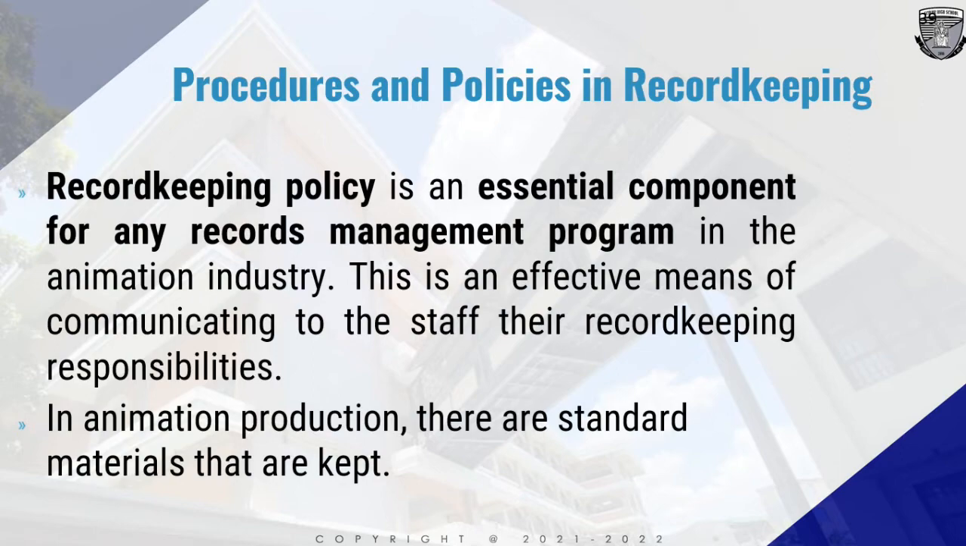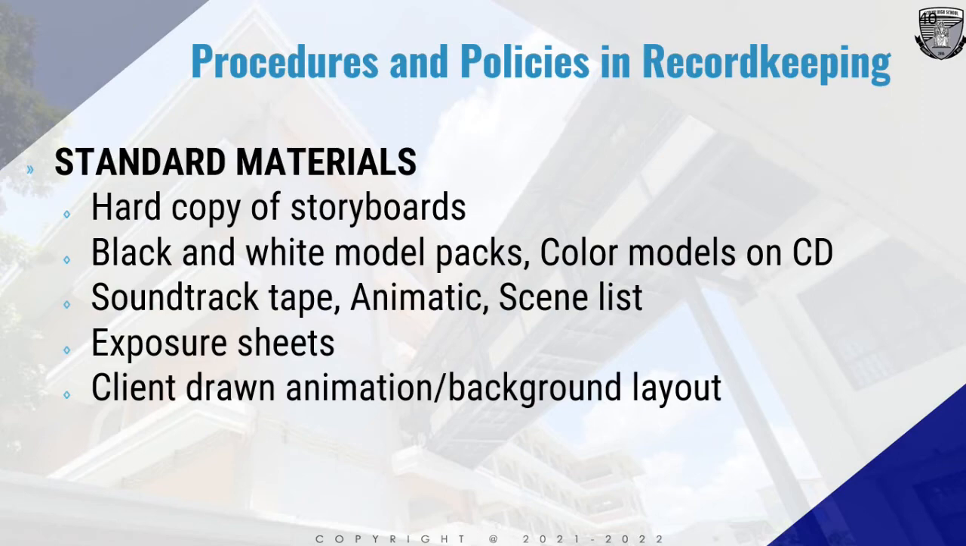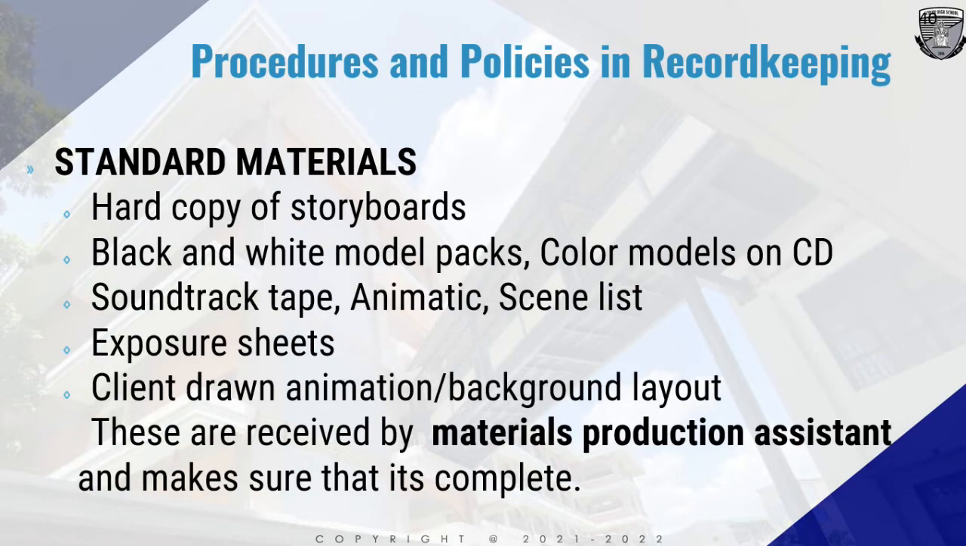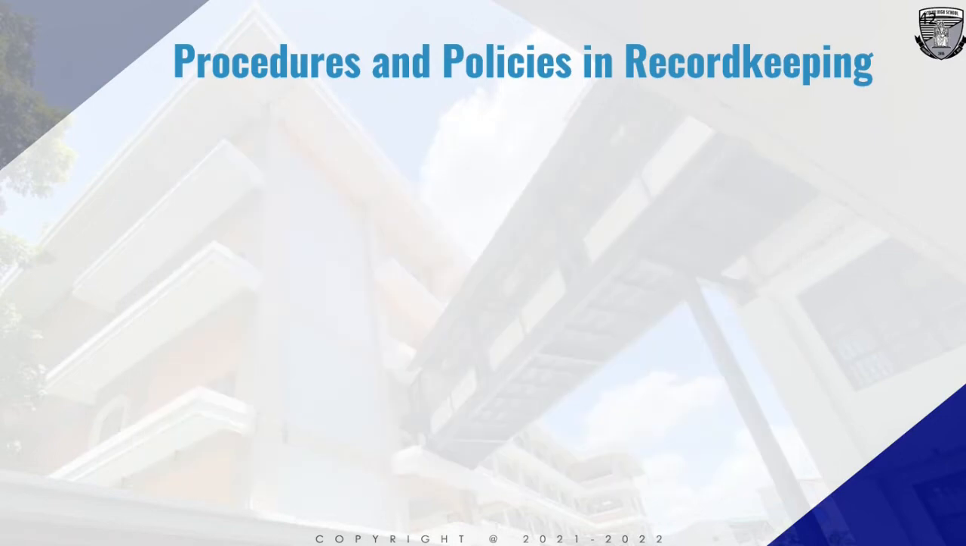Okay, in animation production, there are standards in materials that are being kept. So what are the standard materials? We have the hard copy of your storyboard. Black and white model packs. You may also use the color models on a compact disc or CD. The soundtrack or tape or animatic scene list. The different exposure sheets or X sheets. Your client drawn animation and background layout, which are then received by the materials production assistant that makes sure that it is complete. And so this is the example of the storyboard that you may place on that folder.